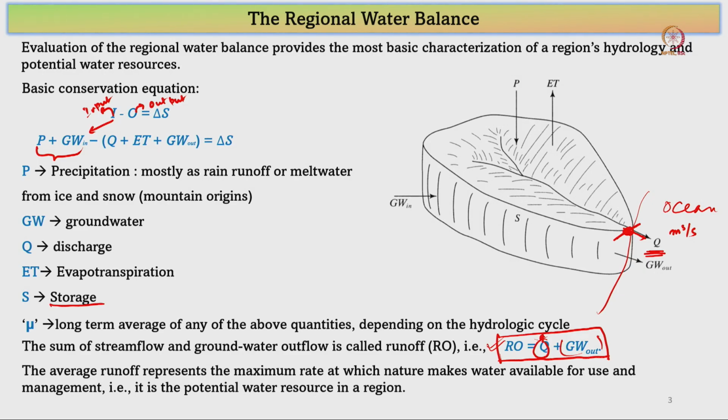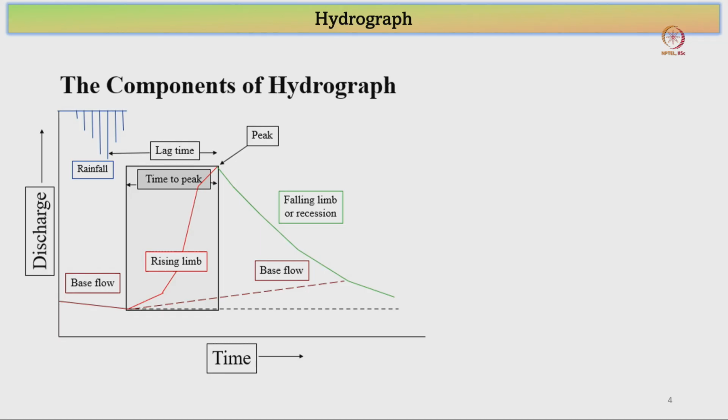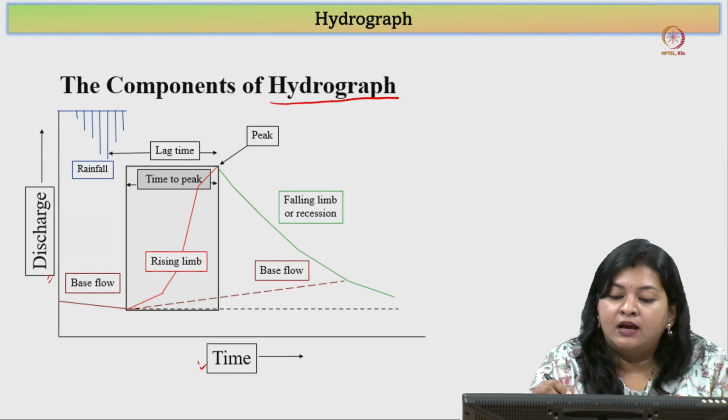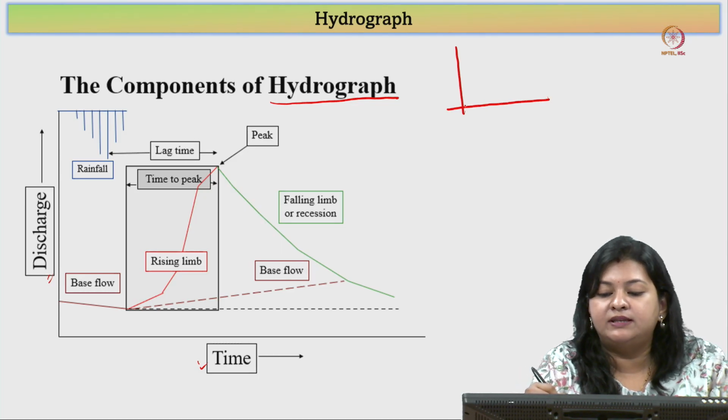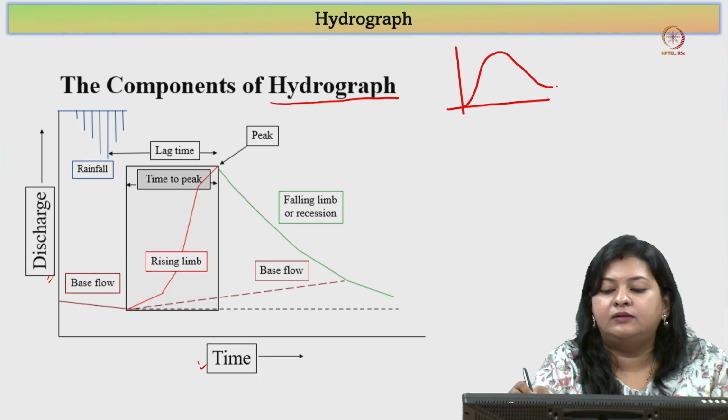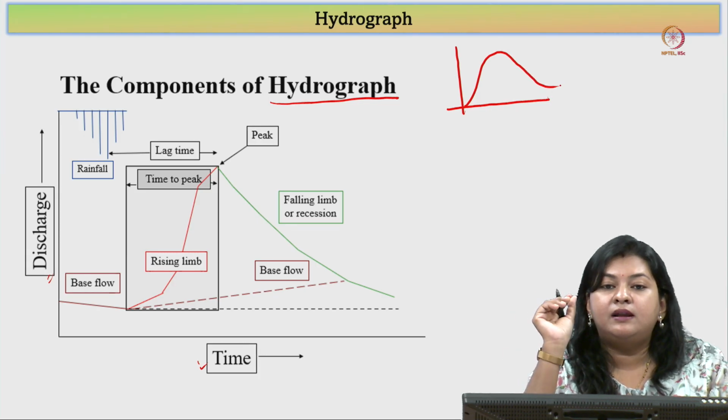Now, when we plot this particular discharge across time, we get something called the hydrograph. So, on the y axis we have discharge and on the x axis we have time, right, and how discharge varies across time, that is called the hydrograph. Now, how does a hydrograph generally look like? If I just simply plot, the first basic plot will be like this. Okay. So, this is a simple hydrograph.